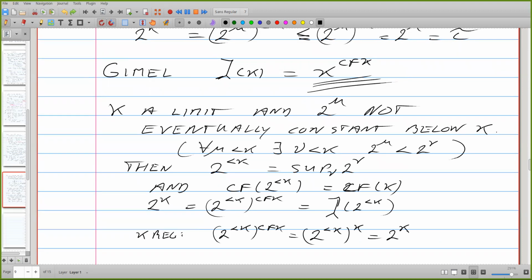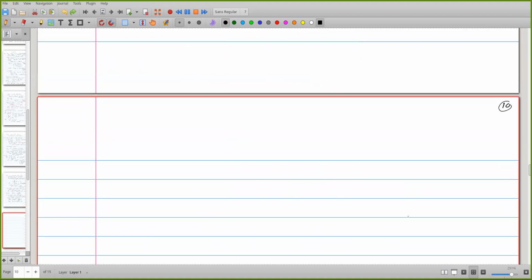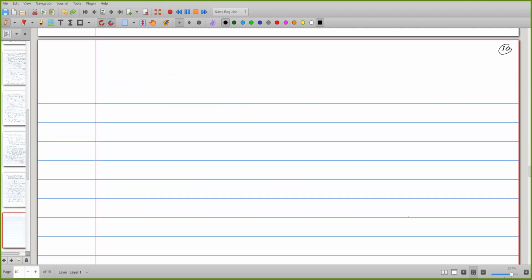For kappa regular, this is easy. This needed some work for singular kappa. So no matter what we do, if we want to compute 2 to the kappa, we need to know the value of this Gimel function in 2 to the less than kappa. And here is the summary of this all.